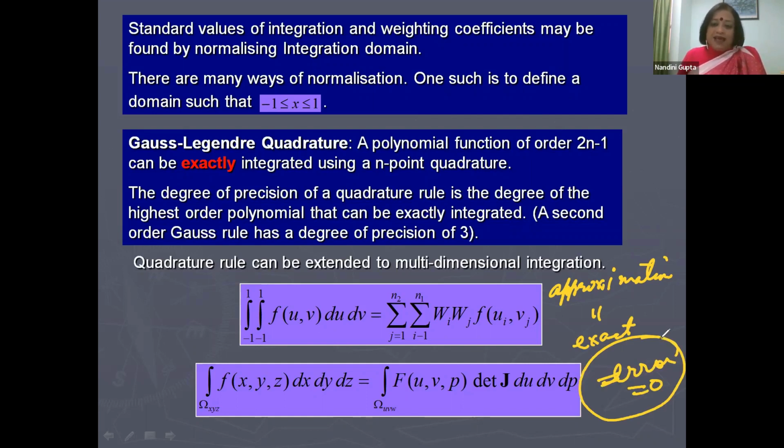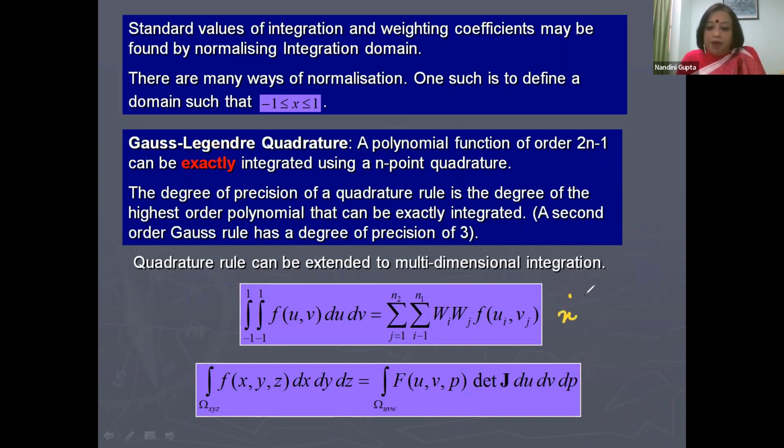What we are saying is that if you have a polynomial function of order 2n minus 1, and if you use an n-point quadrature, what is an n-point quadrature? I'll come to that later. But n-point quadrature means there are n number of integration points or sampling points. If you use an n-point quadrature, the integral value that you will obtain will be the exact value. There will be no error. So let us see what that means. For example, let's take a polynomial x squared plus x plus 1.